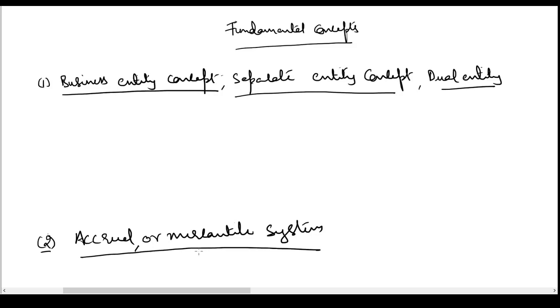Hi friends, in this video we'll discuss some fundamental accounting concepts which are fundamental to the subject. Let us see the first concept, business entity concept, separate entity concept or the dual entity concept. Now what is this concept? These are fundamental concepts which every accountant follows or every accountancy student should know. As per the business entity concept, this is also called separate entity concept or dual entity concept.